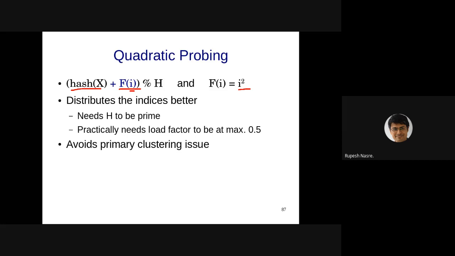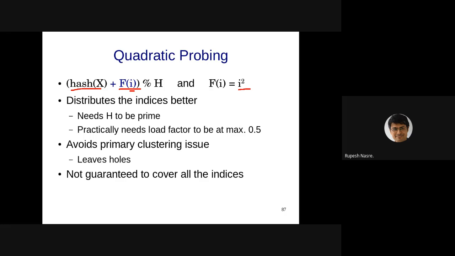Okay. So this avoids the primary clustering issue, because it leaves holes. However, it doesn't guarantee that it is going to cover all the indices. That is one small disadvantage of quadratic probing.